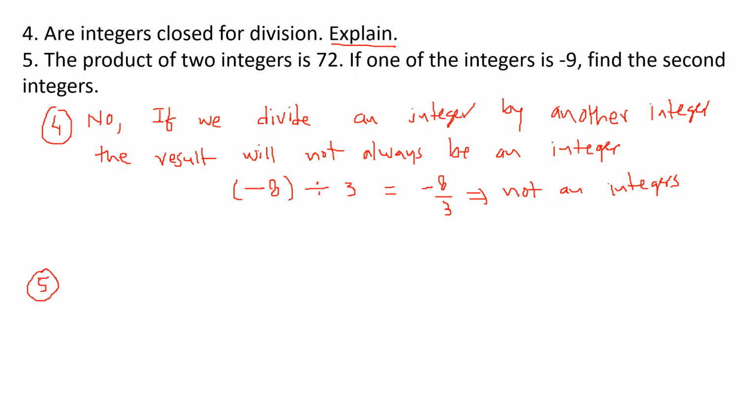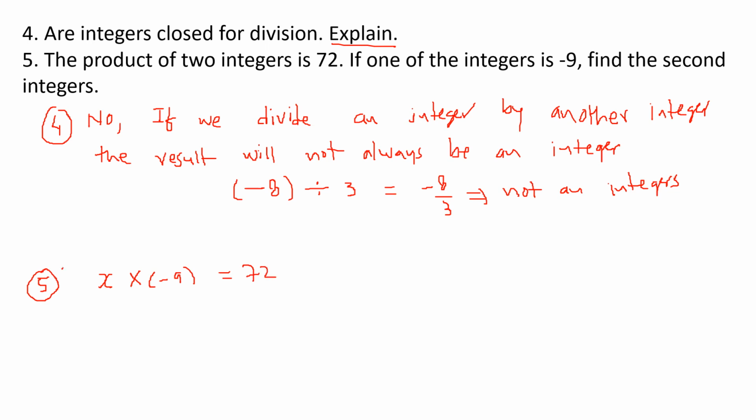It says the product of two integers is 72. If one of the integers is minus 9, find the second integer. You can use the opposite process, that is division. If the product is given and one of the integers is given, it is something like this. Suppose the unknown integer is x. The question is asking to find the second integer. So suppose the second integer is x. So x multiplied by minus 9 gives you 72.